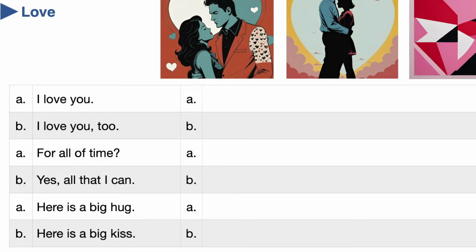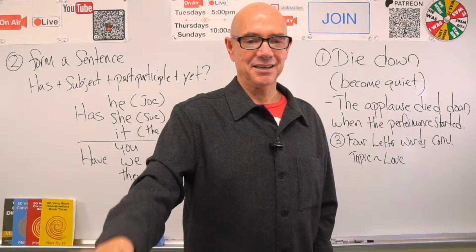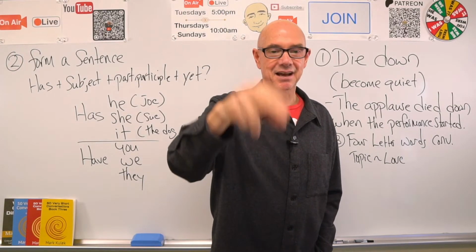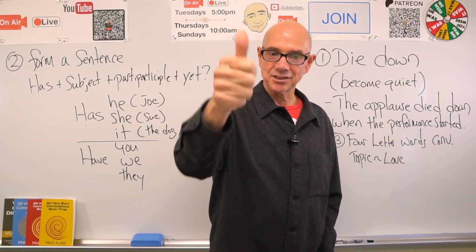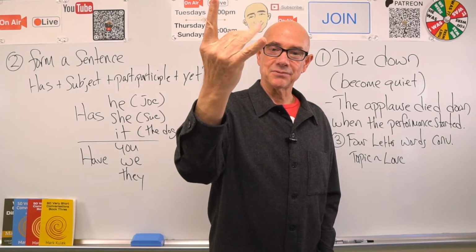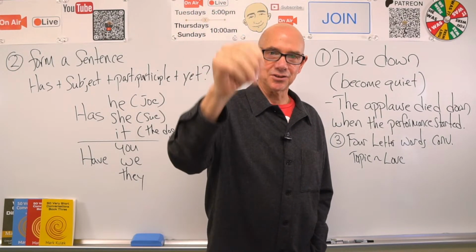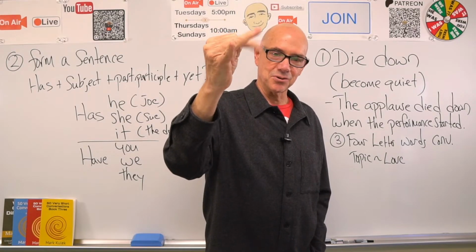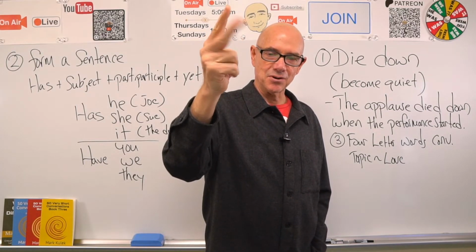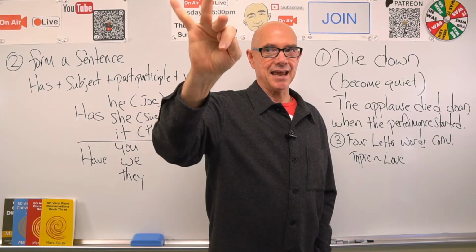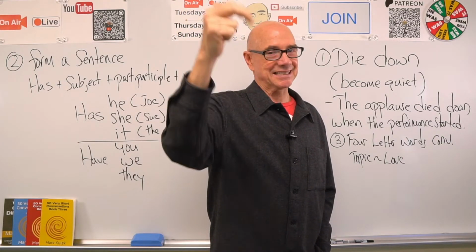4-letter words. All the words have to be 4 letters or less. I, that's 1, that's good. Love, L-O-V-E, that's 4. You, Y-O-U. Mom, M-O-M, those are good. Really, R-E-A-L-L-Y. No, that's 6 letters.